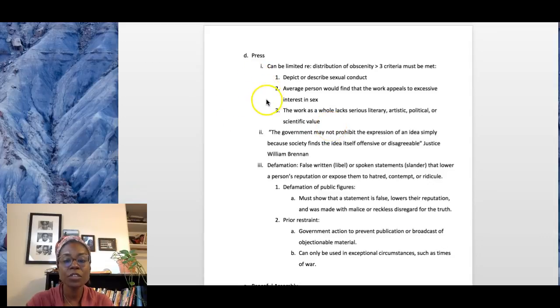So all 3 of these criteria must be met in order for any kind of material to be ruled as obscene. So if any of these 3 criteria are not met, then the material is not considered to be obscene, even though some people may be offended by it, but it's still protected by the First Amendment.